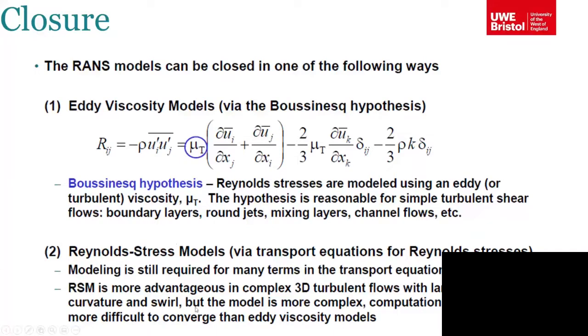Reynolds stress models, or RSM, are more advantageous in complex 3D turbulent flows with large streamline curvature and swirl, but the model is complex, right?